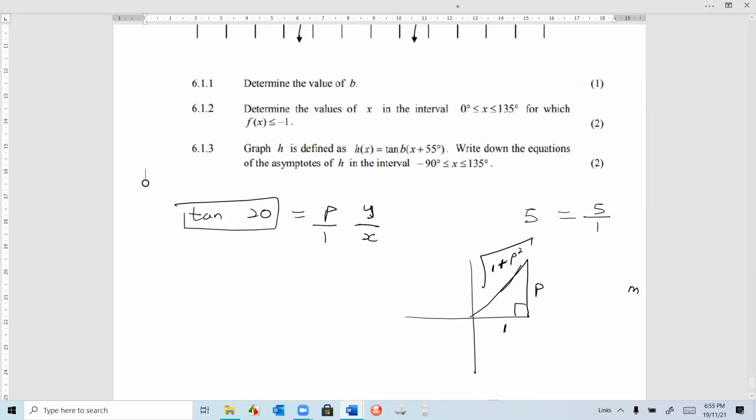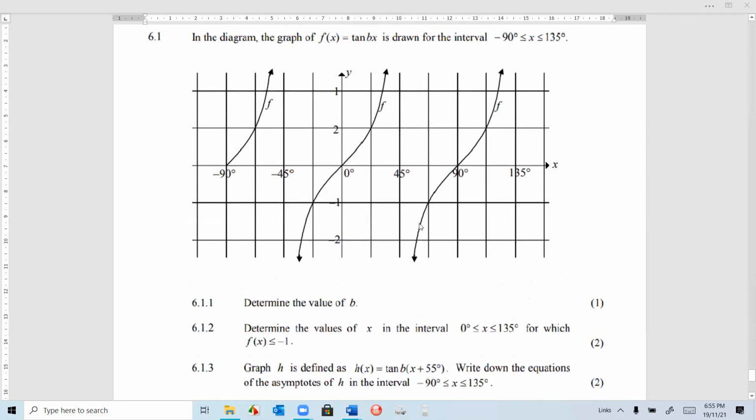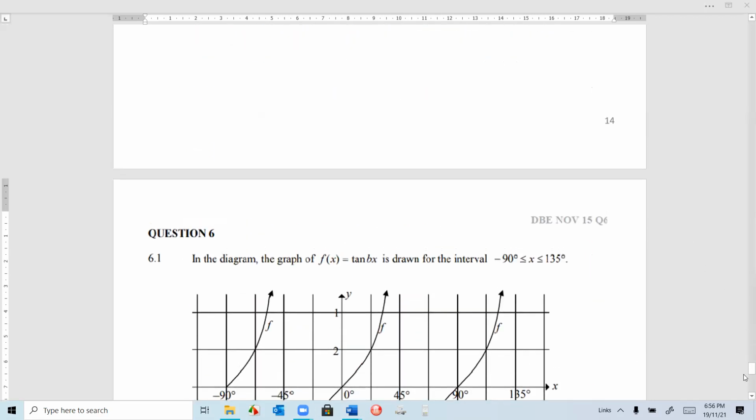So young man, do you know why I have to put it over 1 now? Oh, yes, sir. I understand, sir. Thank you, sir. Good. Okay. So, do I have permission now to move on?